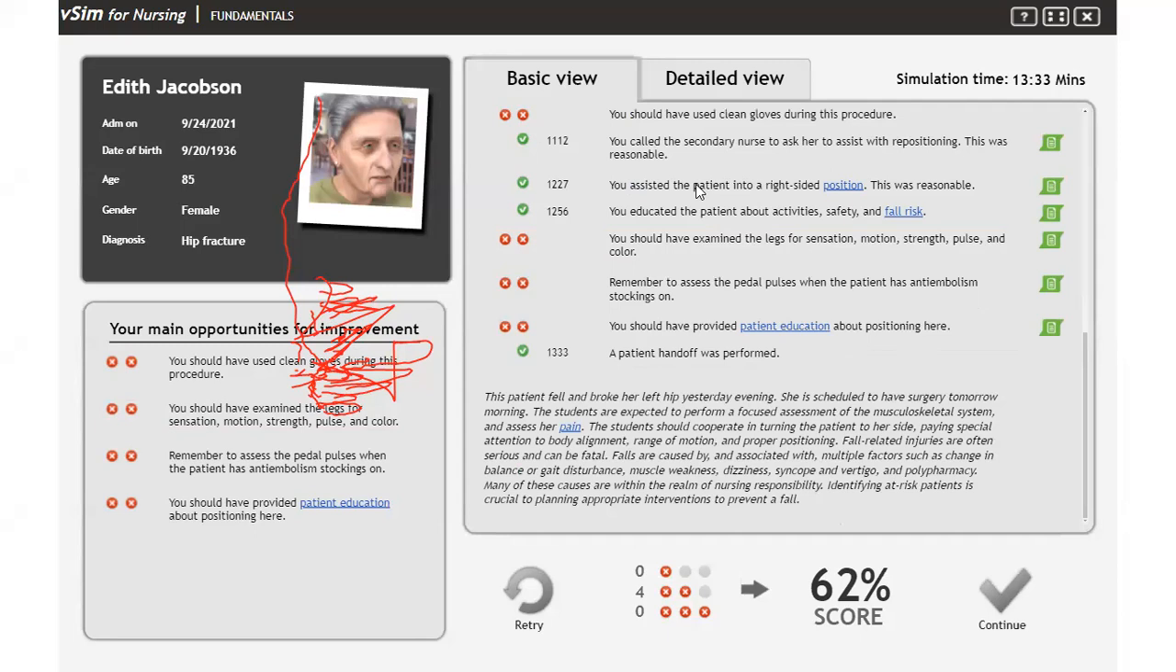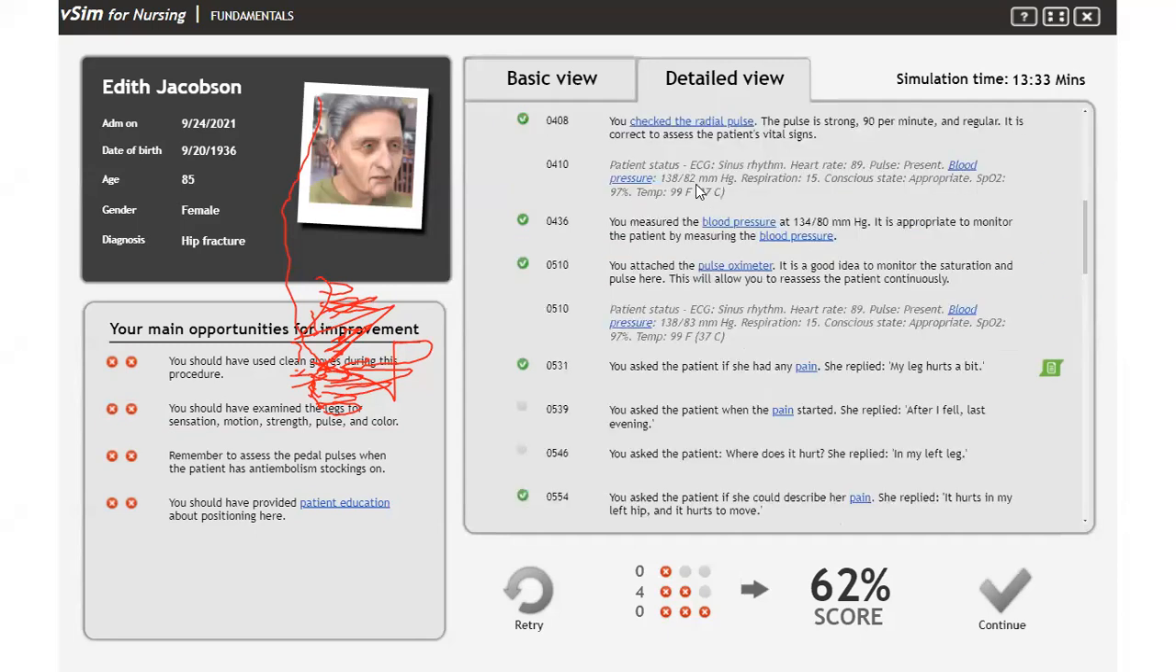If you go in the detailed view, it gives you more information. So once you do it the first time, you can either print that out or take a picture of it, and it'll kind of guide you along. So Miss Sue, you said in order to see the score, we have to click patient handoff, and then it'll show us our score.